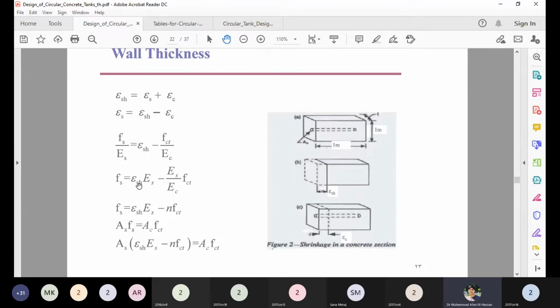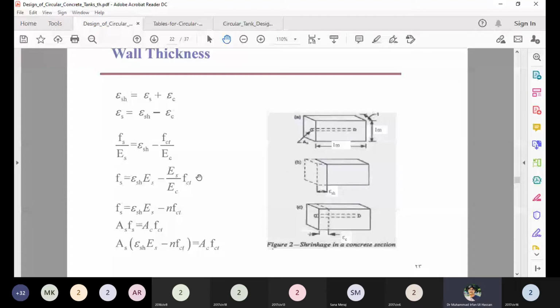Now further simplifying it and putting the Es on the right hand side, the equation becomes Fs equal to this one. And now we know that in the working stress method, the ratio of the modulus of elasticity of steel to the modulus of elasticity of concrete is n, equal to Es over Ec. So here you can see the relationship as Fs is equal to epsilon sh Es minus n Fct. Fct is the tensile stress of the concrete.